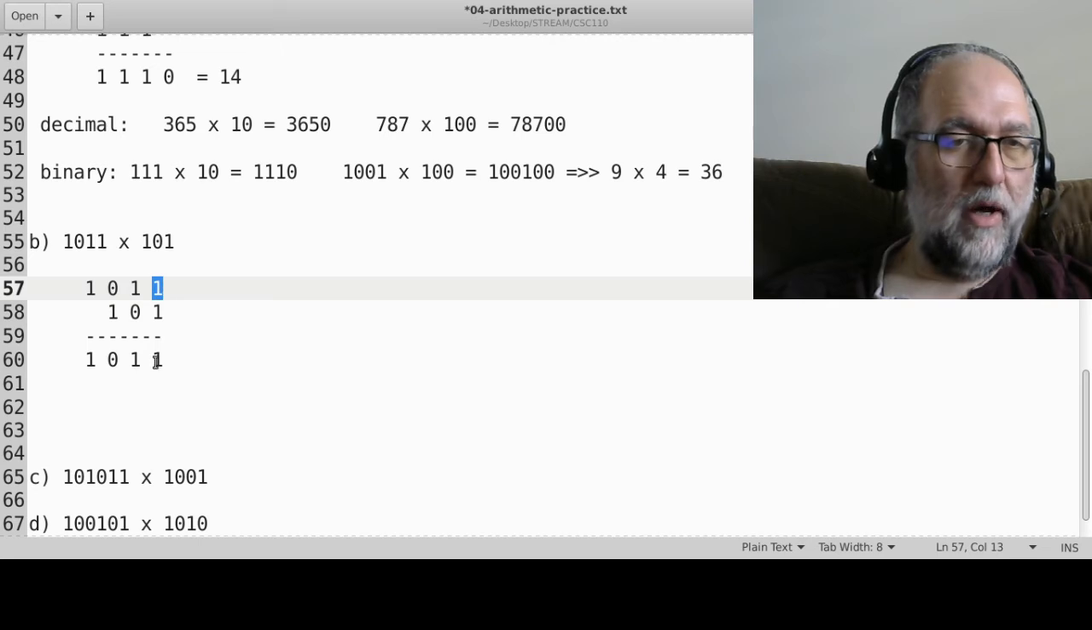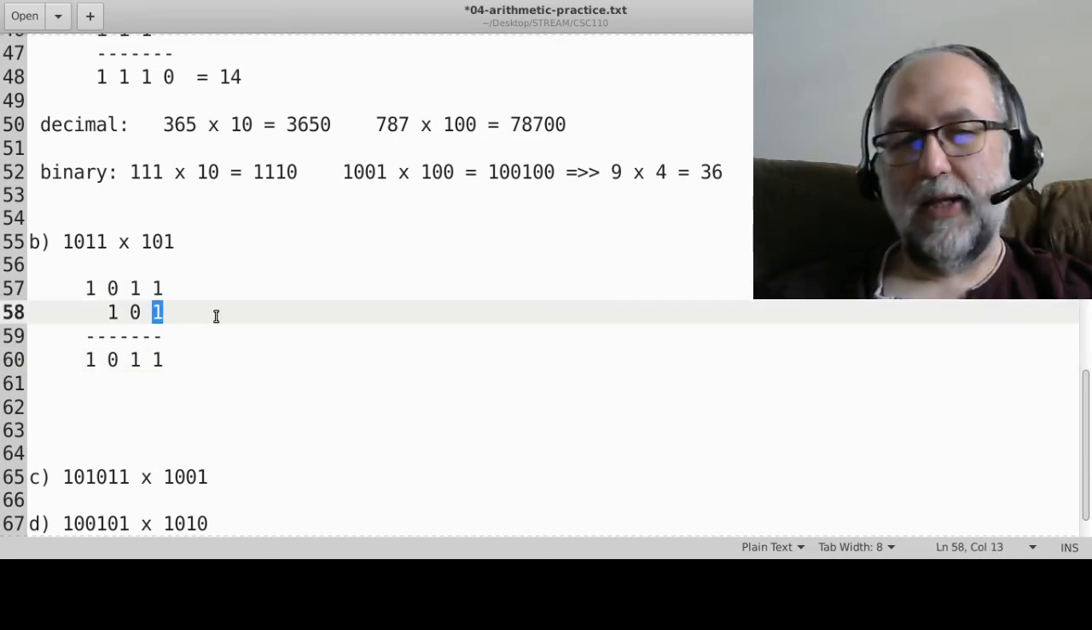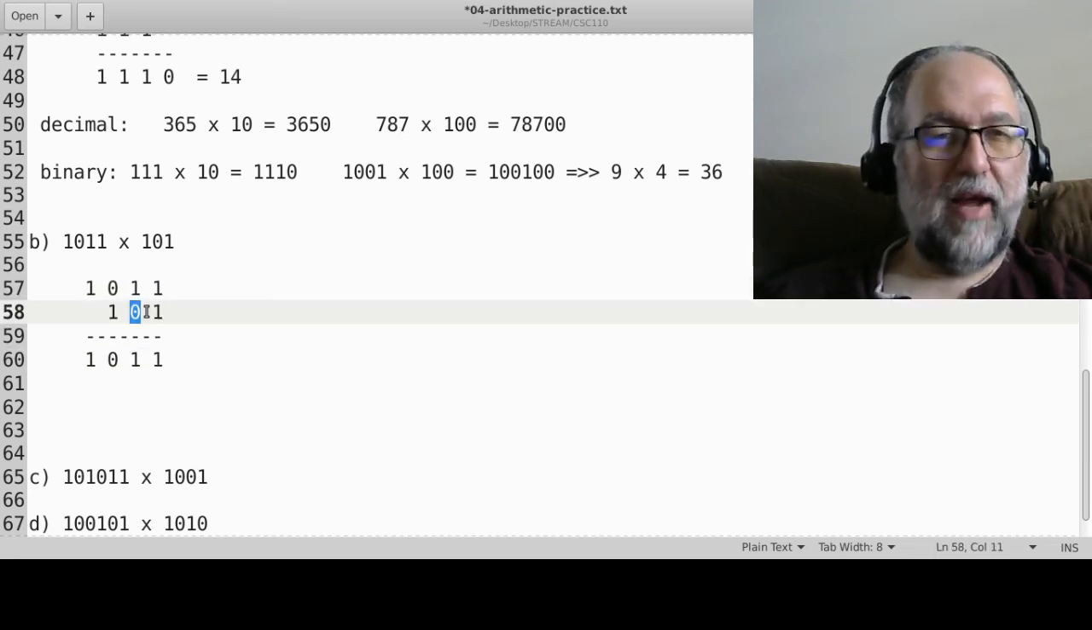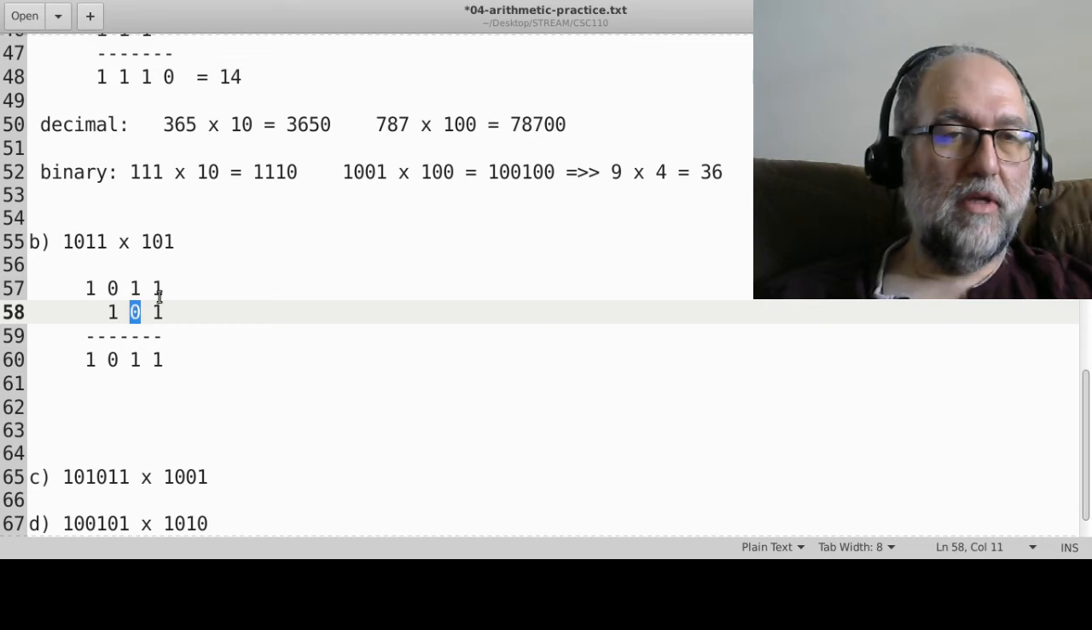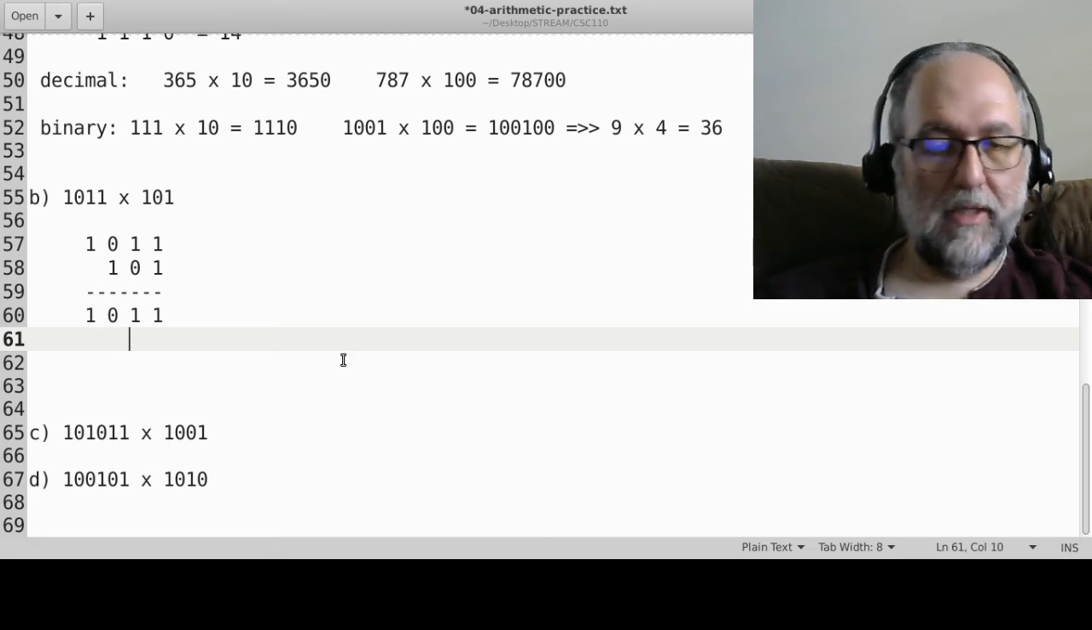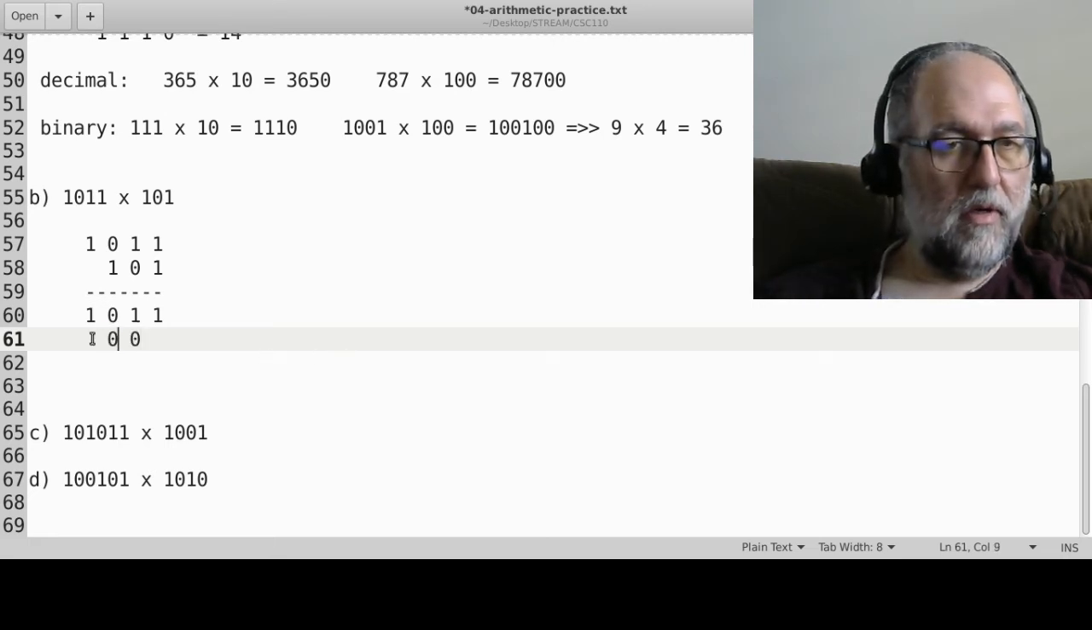So 1 times 1 is 1, 1 times 1 is 1, 1 times 0 is 0, and 1 times 1 is 1. So if you have a 1 there, okay, in the 1's column of the second number, you just get that entire first number reflected. If you've got 0 there, what do you get? Well, 0 times 1 is 0, 0 times 1 is 0, 0 times 0 is 0, 0 times 1 is 0. So all you get now, in this case, is all zeros here.